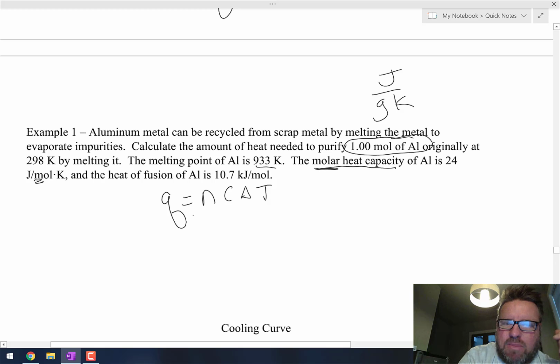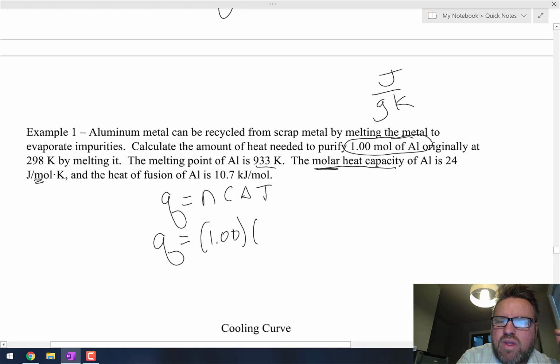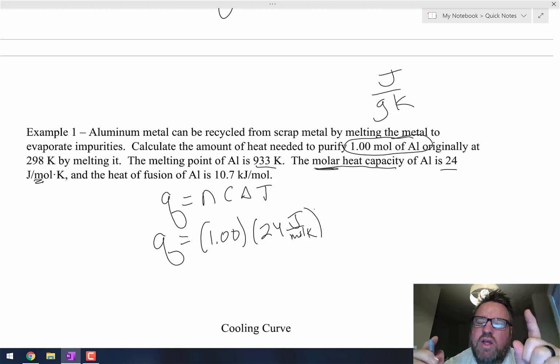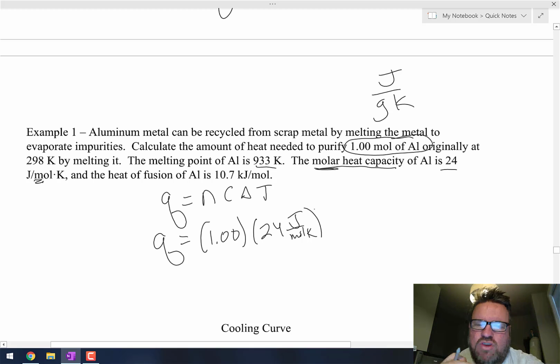Okay, so the amount of heat it takes is q equals n, so 1 mole, times the specific heat of aluminum, which is 24 joules over mole Kelvin. And just so you know, again, the molar mass of aluminum is about 27, so that's less than 1 joule per gram Kelvin. It's still much, much lower than water is. Water, remember, has a specific heat of over 4. So this is still less than 1 in terms of grams.